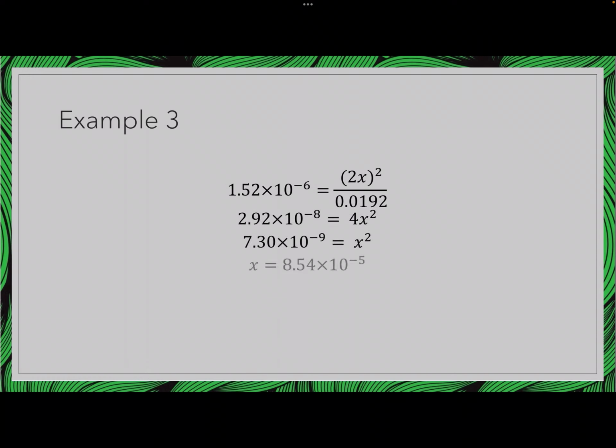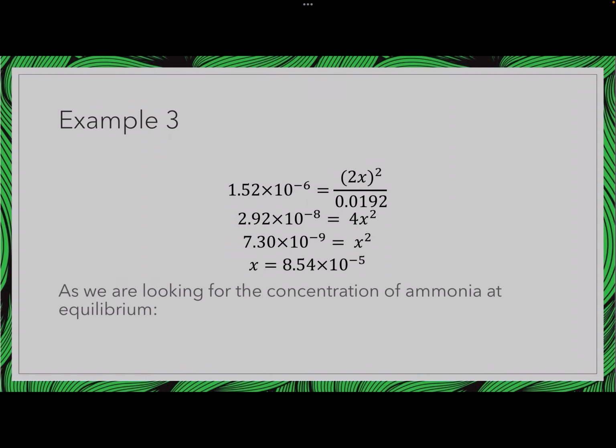Again, it can be plus or minus. It's pretty much 99% of the time going to be plus. And so because we're looking for the concentration of ammonia at equilibrium, concentration of ammonia is 2x. We found x to be 8.54 times 10 to the negative 5. So the concentration should be 2 times that number, which is equal to 1.71 times 10 to the negative 4 moles per liter.